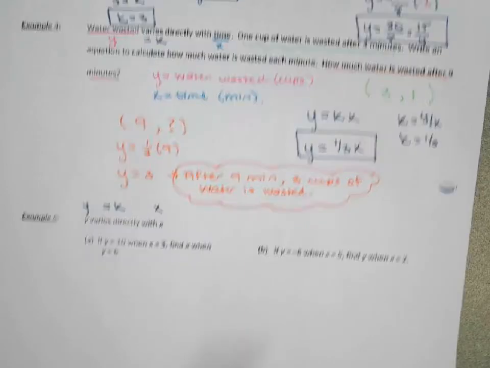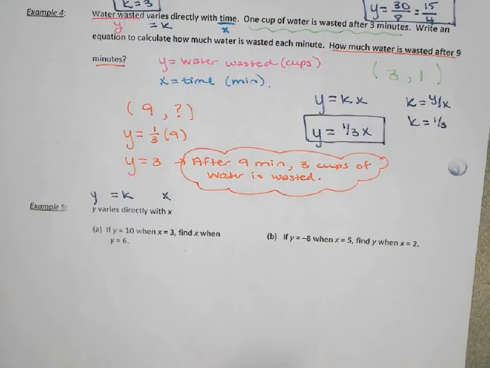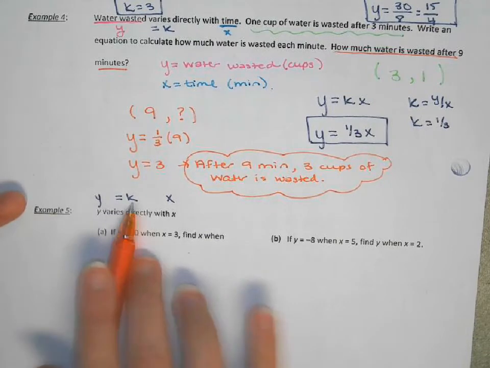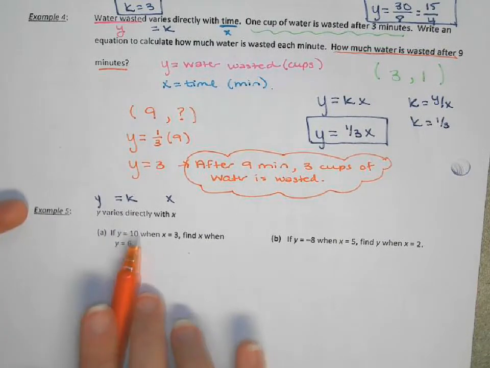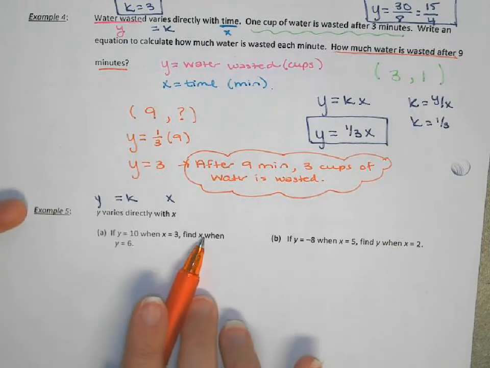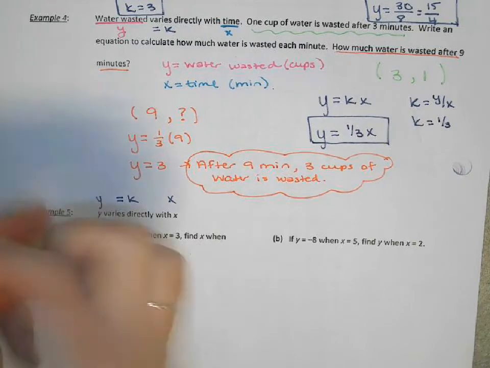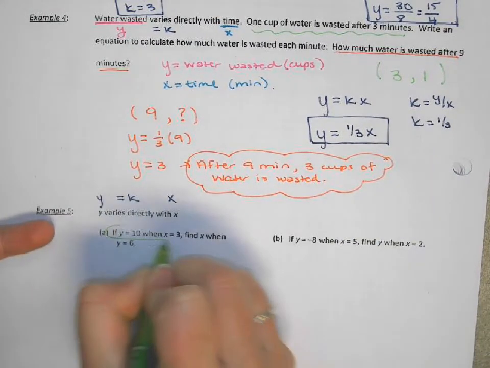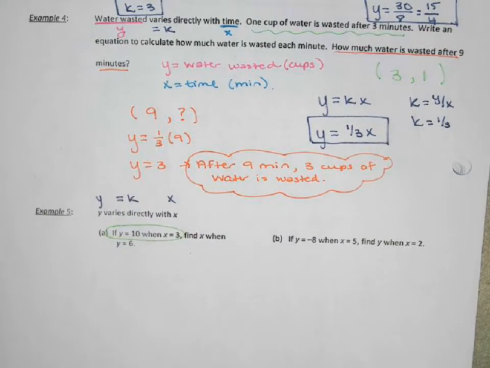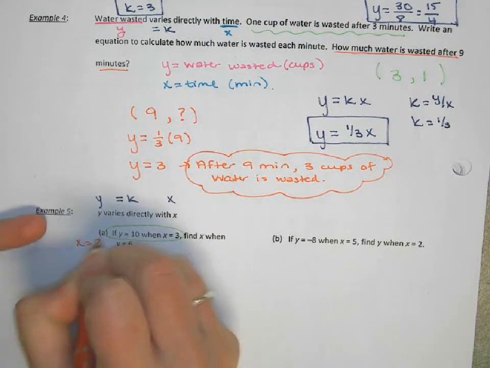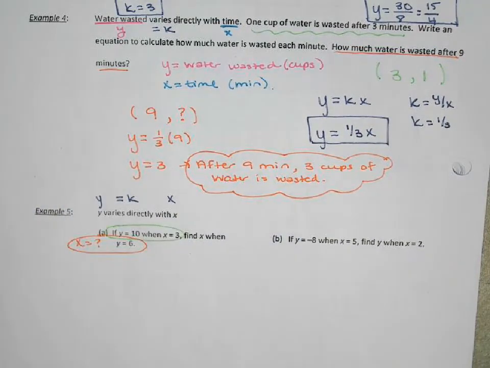Okay. All right, so our last example here says y varies directly with x, meaning that y equals kx. If y is 10 when x is 3, find x when y is 6. We can do the exact same thing that we've been doing. We have one point, and we have an x that's unknown, and a y that is known, so we have a second point.